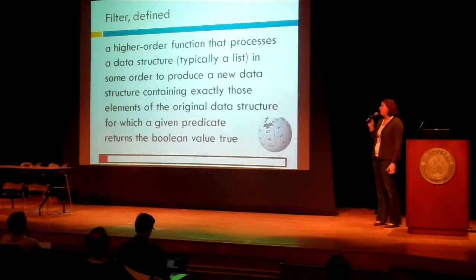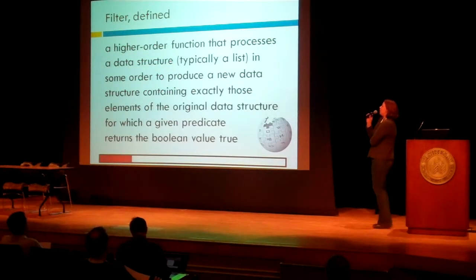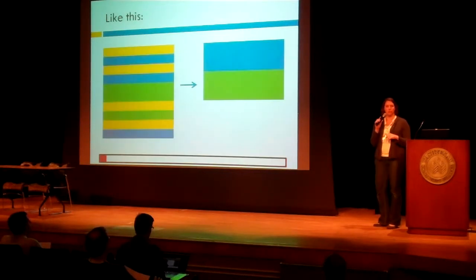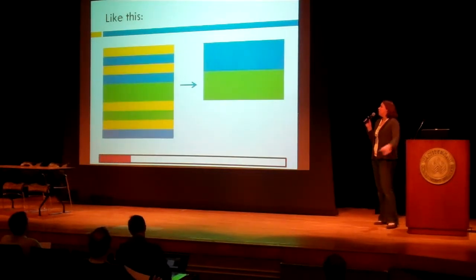Filter, on the other hand, is a higher order function that processes a data structure, typically a list, in some order to produce a new data structure containing exactly those elements of the original data structure that match this Boolean true value. Wikipedia gives much more complex definitions than dictionary.com. So with filter, you take that list, and it looks like this. See, the orange stuff is gone.